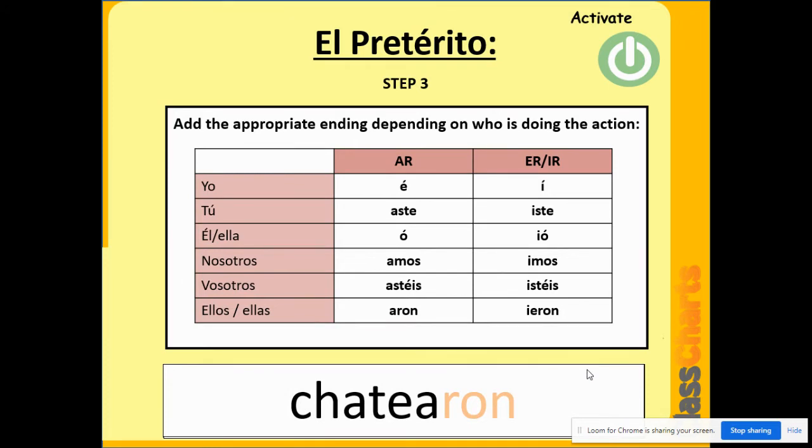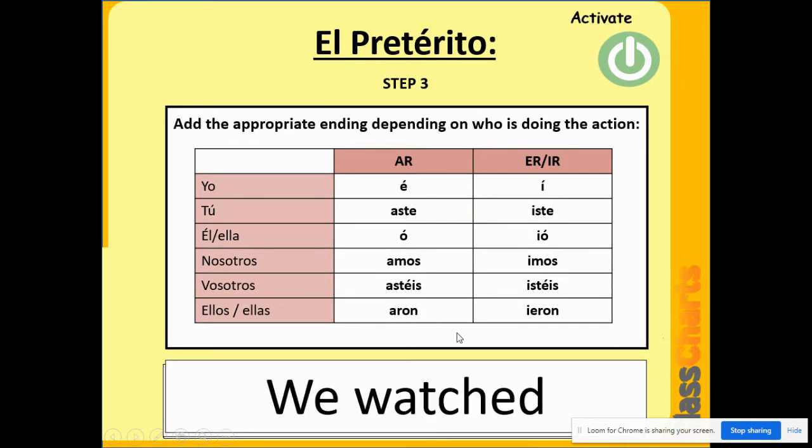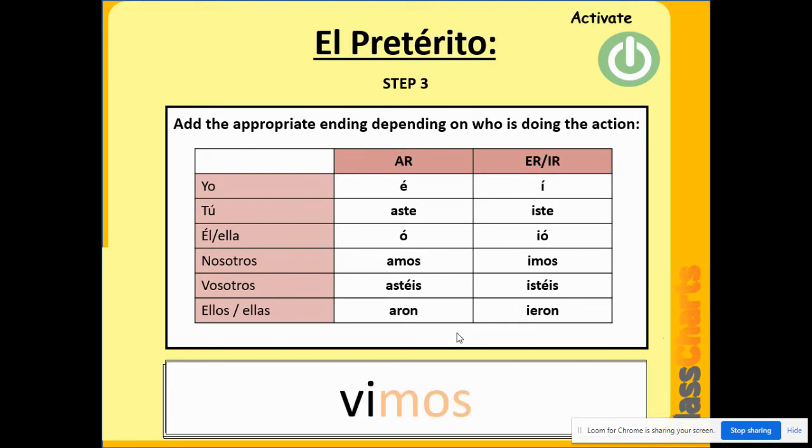Chatearon. Okay, so the verb is chatear, and the ending that we'll have to use is aron here. Right. Next one. We watched. The verb is ver. Vimos. Okay, so the verb is ver, which is this one. So the verb ending will be imos.